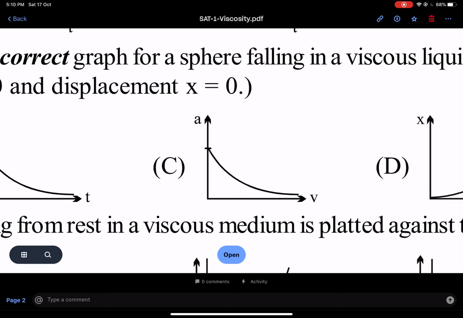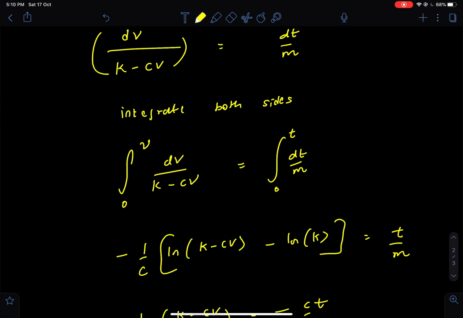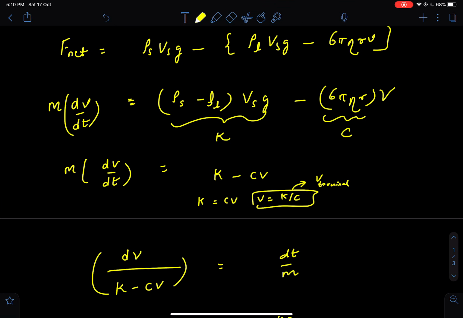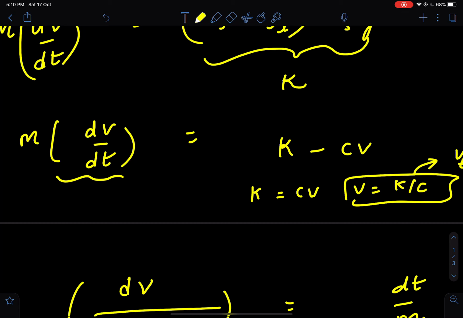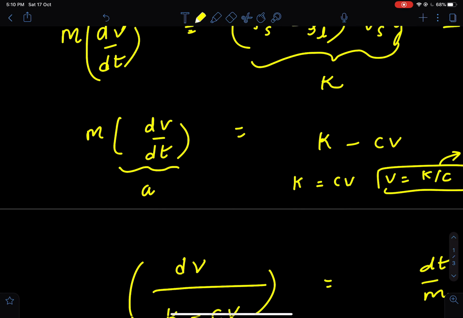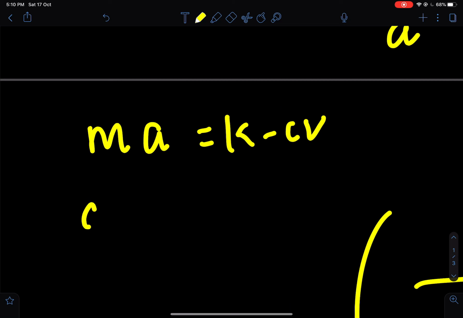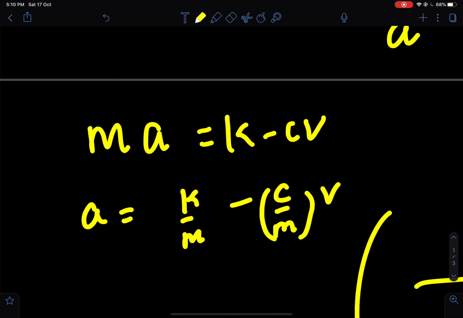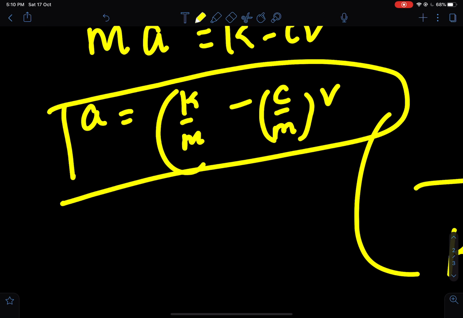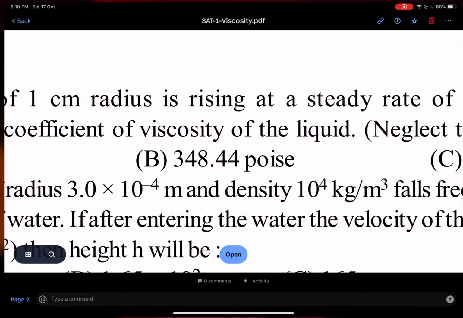Acceleration versus velocity is a straight line, because I've already explained that the equation we have got is ma equals k minus cv. So acceleration is k by m minus c by m into v. With all other things constant, acceleration versus velocity is a straight line. So a versus v is a straight line. So C is wrong.